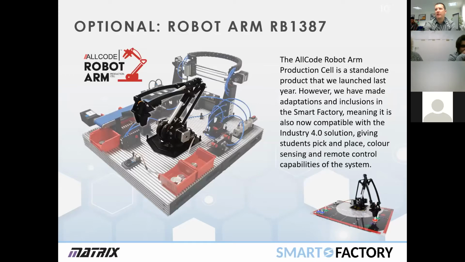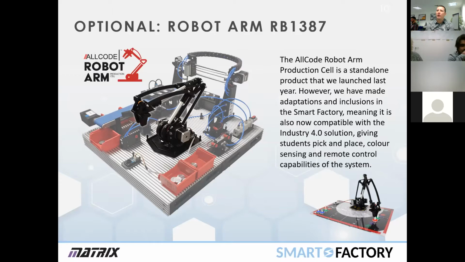Now, we've mentioned already that there is another additional optional product for this system as well, which is our robot arm production cell. This is a product that we launched, I think, last year, and most of you will already be familiar with this, and some of you may already have customers using this particular product. The robot arm production cell is a standalone product on its own with a whole set of specific learning objectives relating to the product, a whole curriculum that students can follow when learning using this product as well.